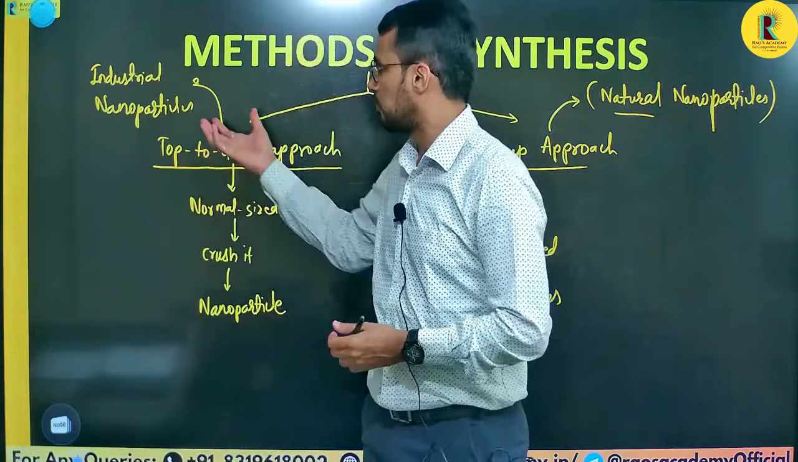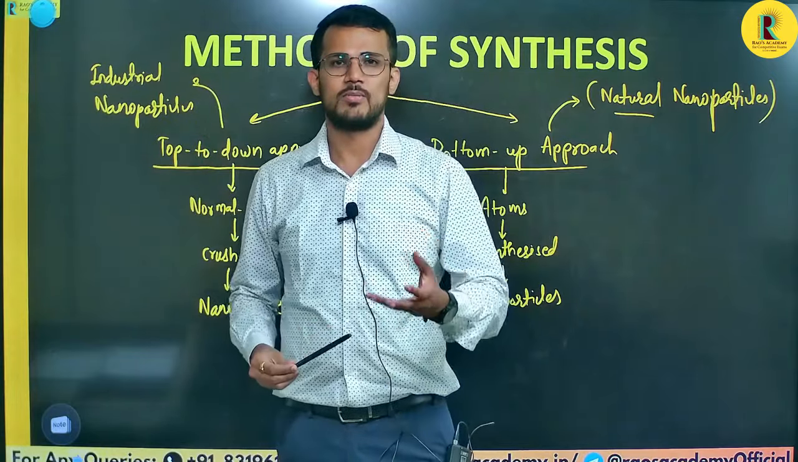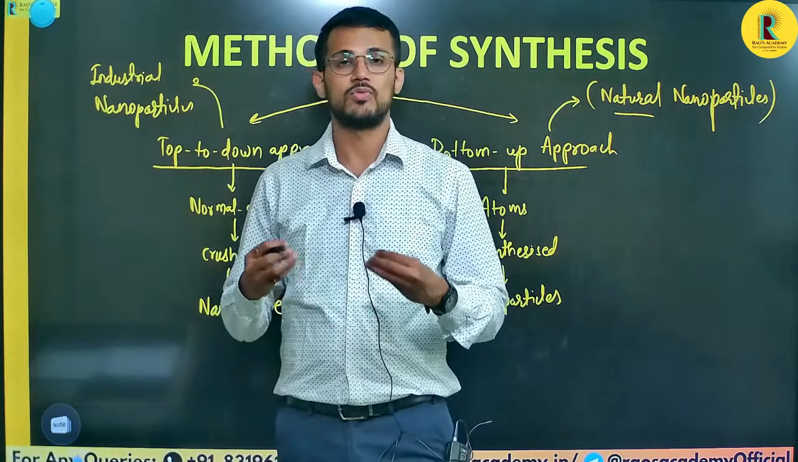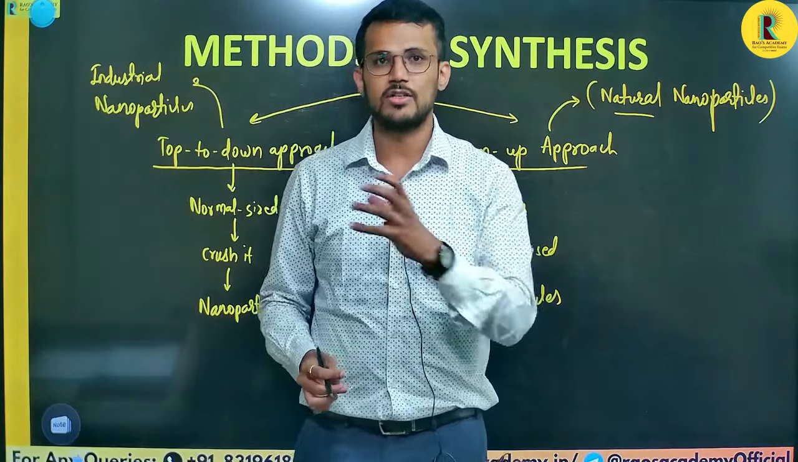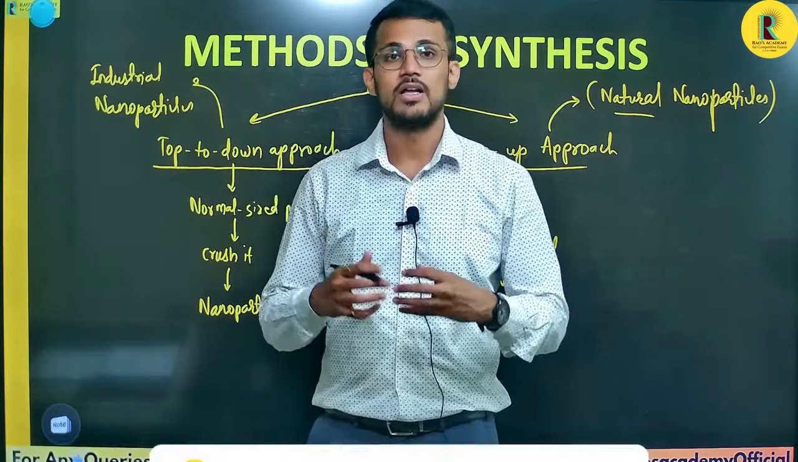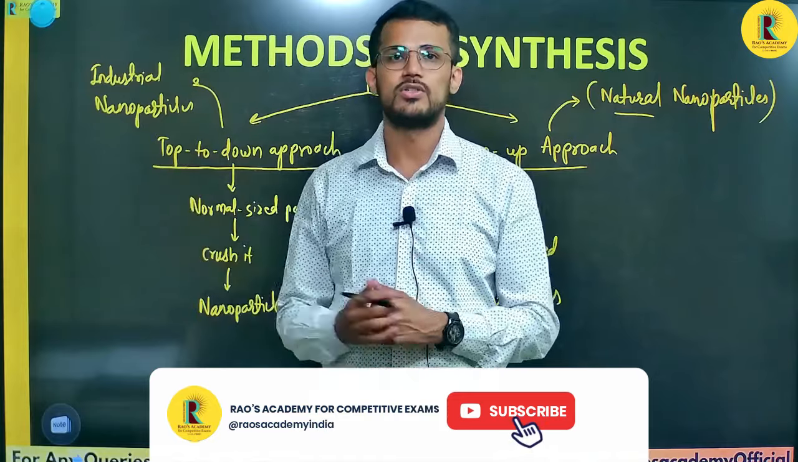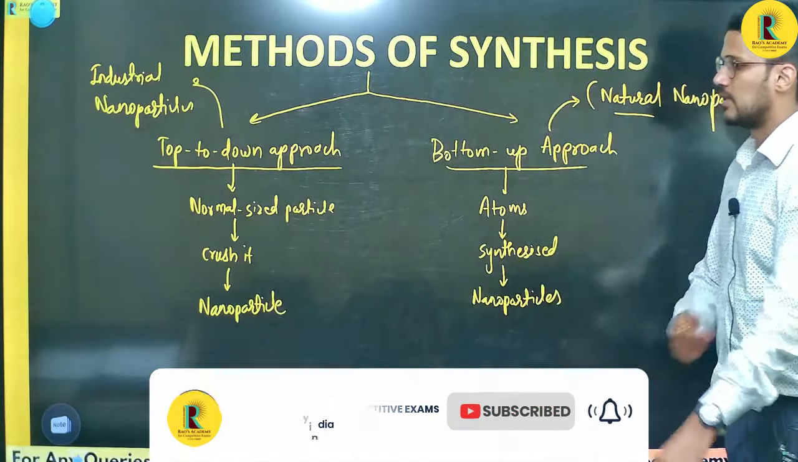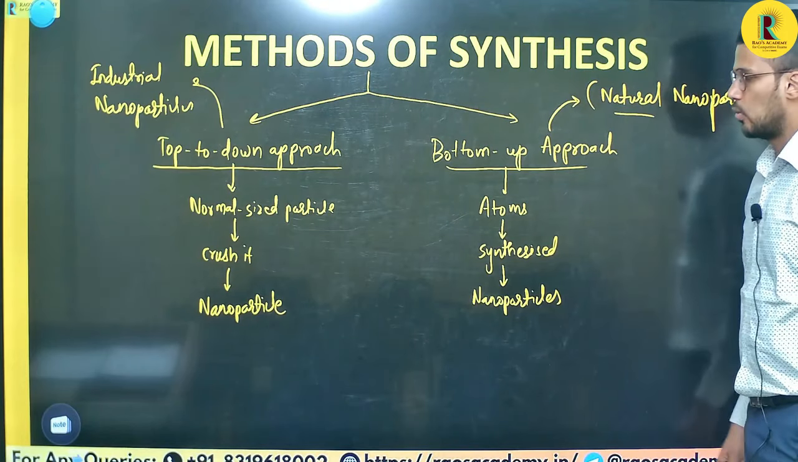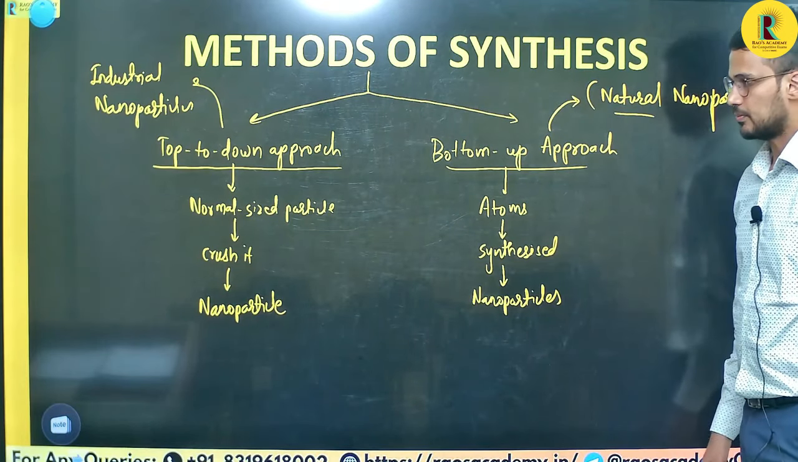And what are the examples of industrial nanoparticles? For example, gold nanoparticles, which we can use for various operations. Graphene is also an industrial nanoparticle. Carbon nanotubes are also industrial nanoparticles. Fine. So, that is what is the methods of synthesis for nanoparticles. I hope this is clear to you. Next.